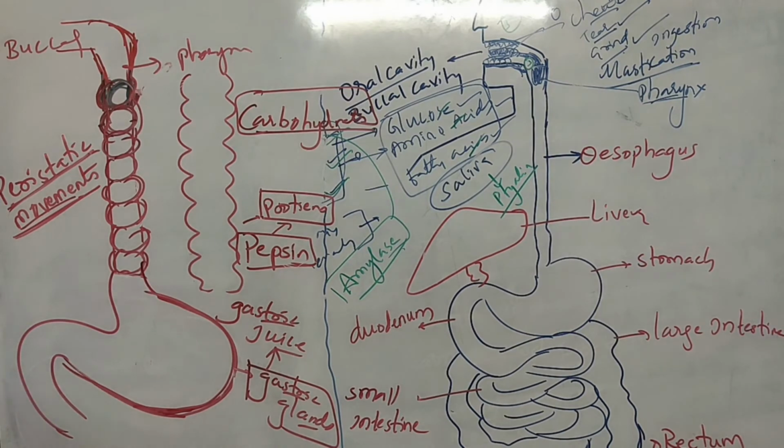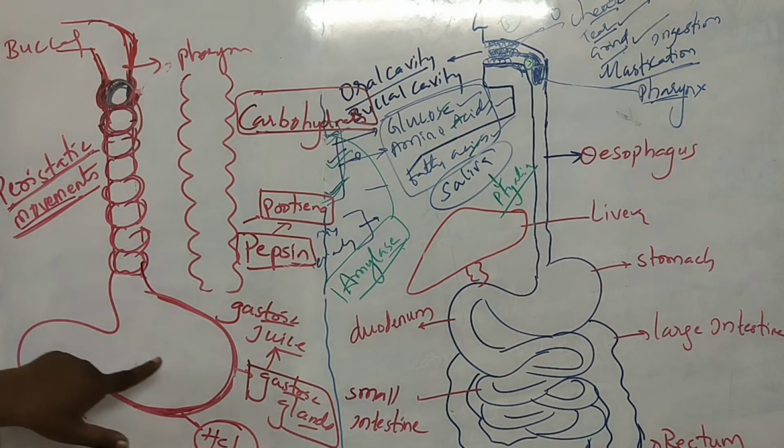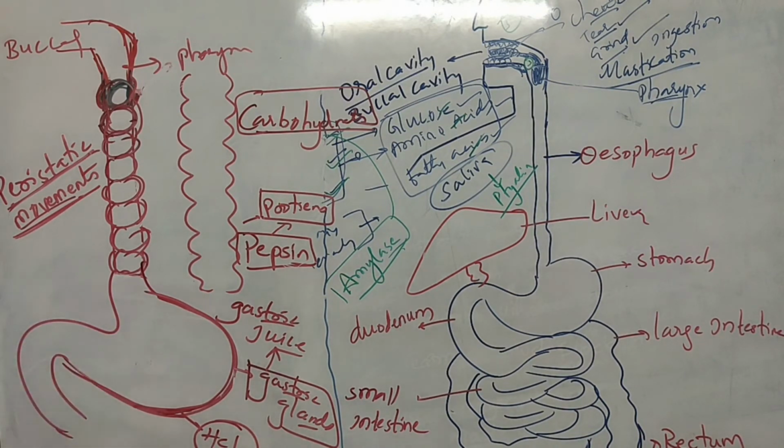Not only that, it also contains HCl, and this HCl also plays a major role in the digestion here. This HCl will kill the bacteria which are present in our diet, and it will also break down the food particles into fine particles, into simpler substances. So that is what HCl is doing here.